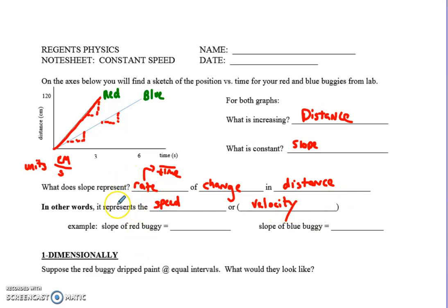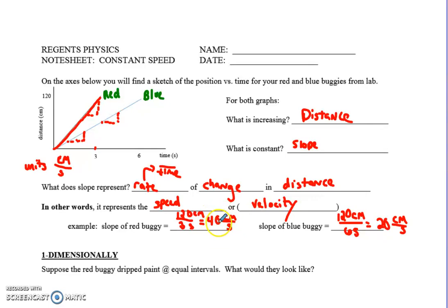So from the example, what is the slope of the red buggy? Well, the red buggy goes 120 centimeters in 3 seconds. So the slope would be 120 centimeters over 3 seconds, and that, of course, is 40 centimeters per second. Whereas the blue buggy goes the same distance, 120 centimeters, but it takes 6 seconds to do it. So the slope would be 120 centimeters divided by 6 seconds, and that is 20 centimeters per second. So what we notice is that the red buggy has a steeper slope, which conceptually represents that it is going faster, and that's something that you probably picked up in your lab.